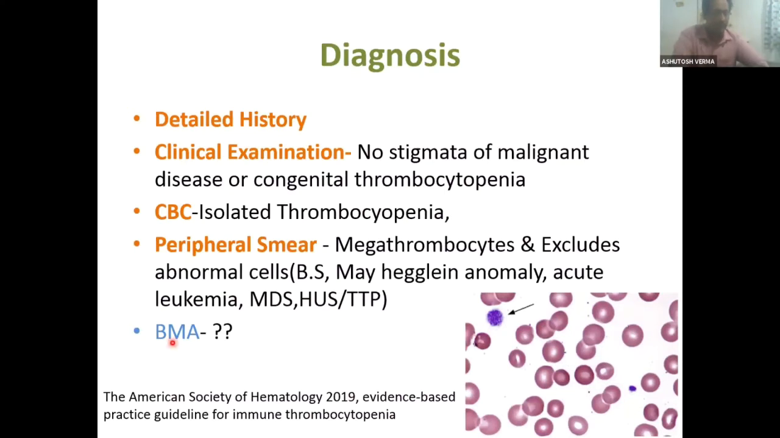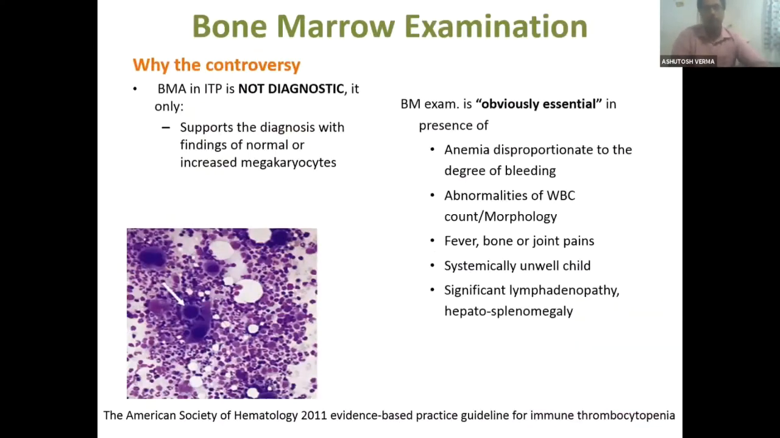Coming to the bone marrow examination. The American Society of Hematology guidelines suggest that in a patient with newly diagnosed primary ITP, there is no role of bone marrow examination. But it is obviously essential in the presence of anemia which is disproportionate to the degree of bleeding, any abnormalities of WBC count, if the patient is presenting with fever, bone pain, or joint pain, or if you find a systemically unwell child, or there is significant lymphadenopathy or hepatosplenomegaly.